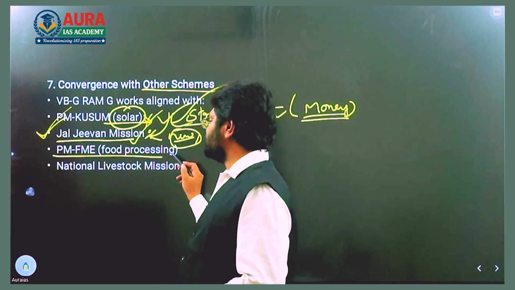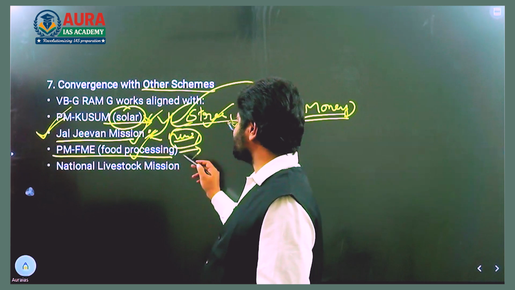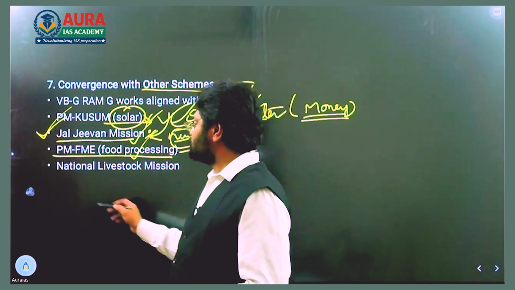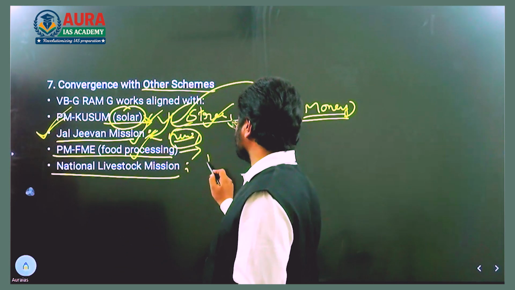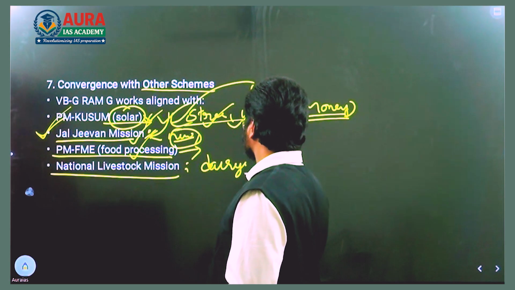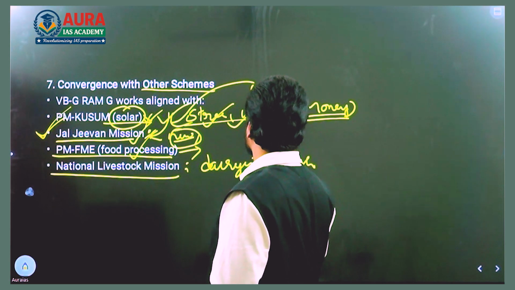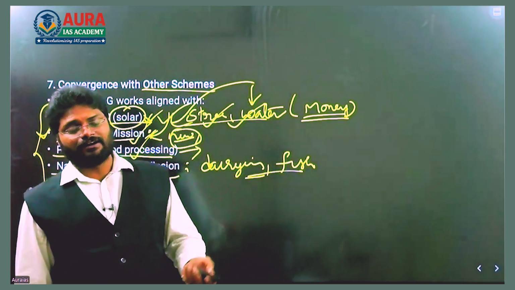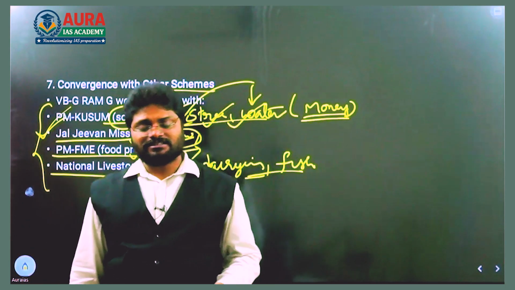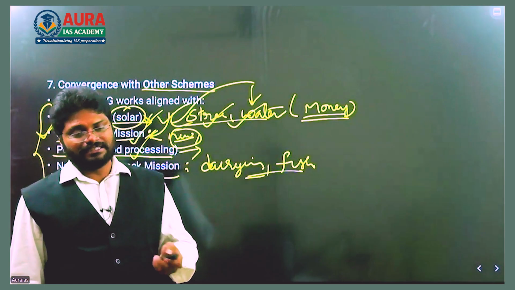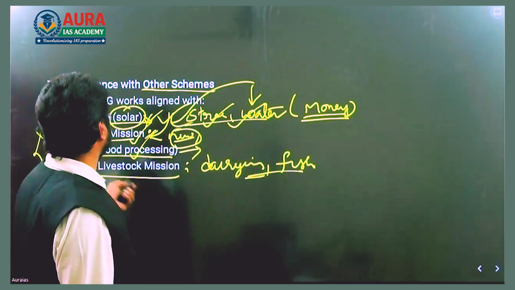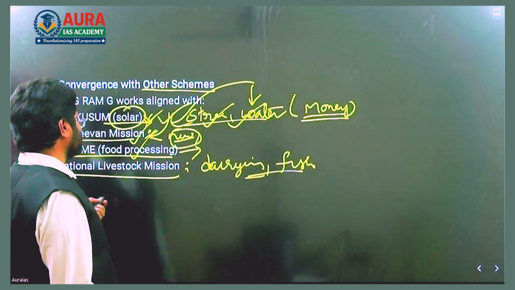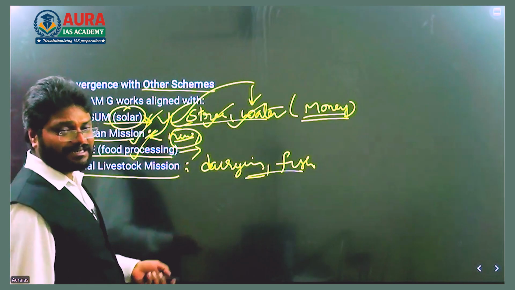PM FME, this is the food processing industries scheme. This VBG Ramji Act is integrated. And the National Livestock Mission, in the form of promoting dairying and fishing in the villages through this act. So it could also converge. They might ask you in your prelims which of the following schemes are converged under the recently passed VBG Ramji Act. These are all the schemes: PM Kusum solar component, Jal Jeevan Mission for irrigation facilities, food processing schemes of PM FME, and National Livestock Mission.